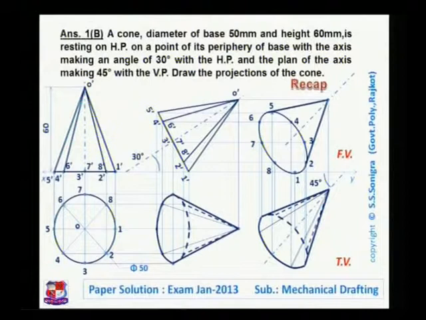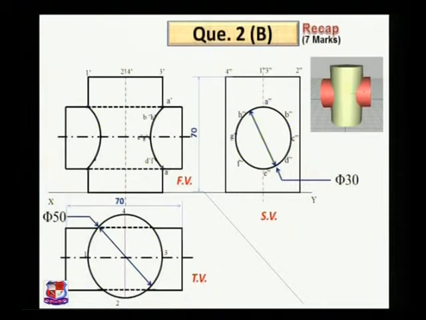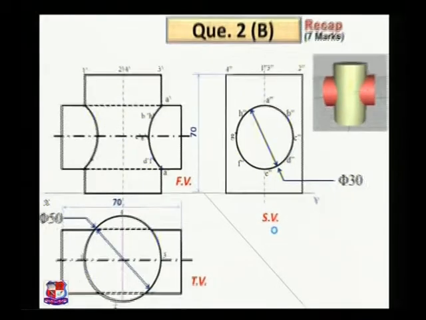Next problem, question 1b, about a cone. The cone axis makes an angle of 30 degrees with the horizontal plane and 45 degrees with the vertical plane. So this is the solution. We discussed this problem, how to draw this, in the last session. Question number 2b is about two cylinders bisecting each other at 90 degrees, and this is the solution for that problem.